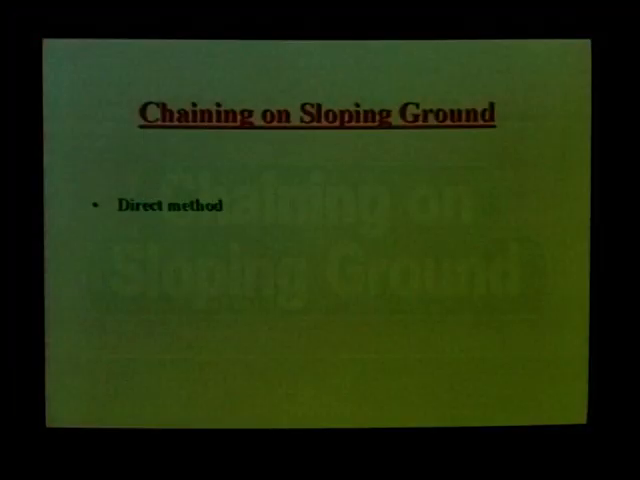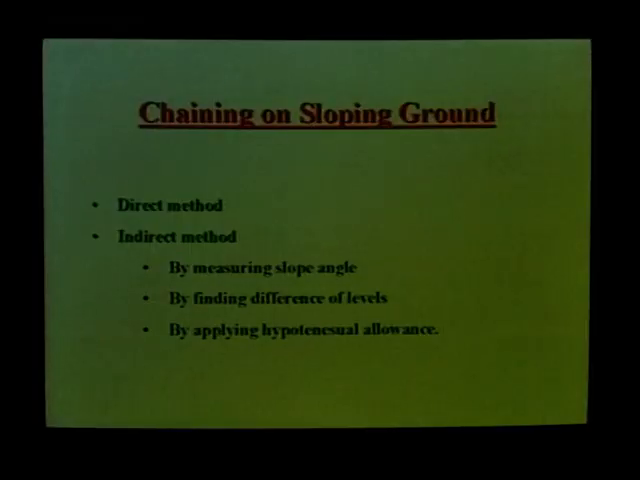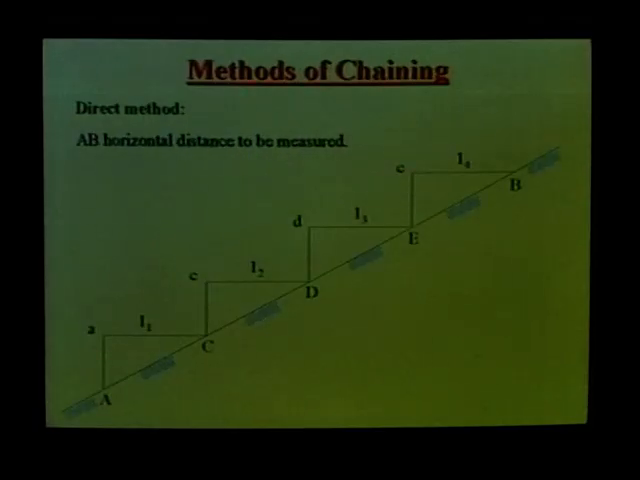Now let us study chaining on sloping ground. There are two different methods: direct method and indirect method. The indirect method involves measuring slope angles and finding the difference of levels by applying hypotenusal allowance. Methods of chaining. Direct method: the horizontal distance AB is to be measured as shown in the figure. This is AB and this horizontal distance is measured.